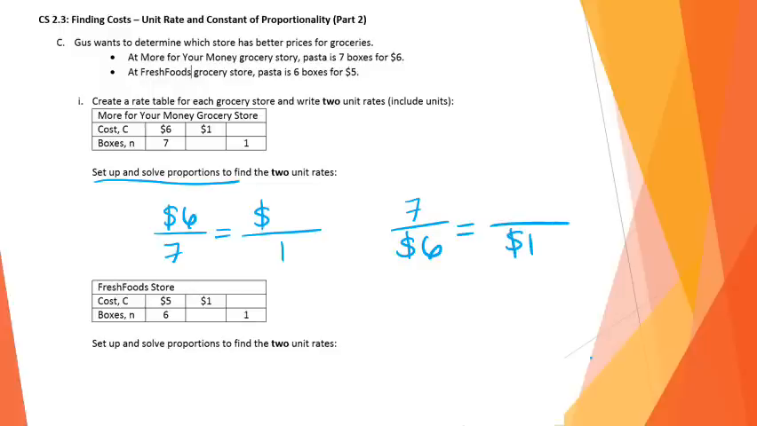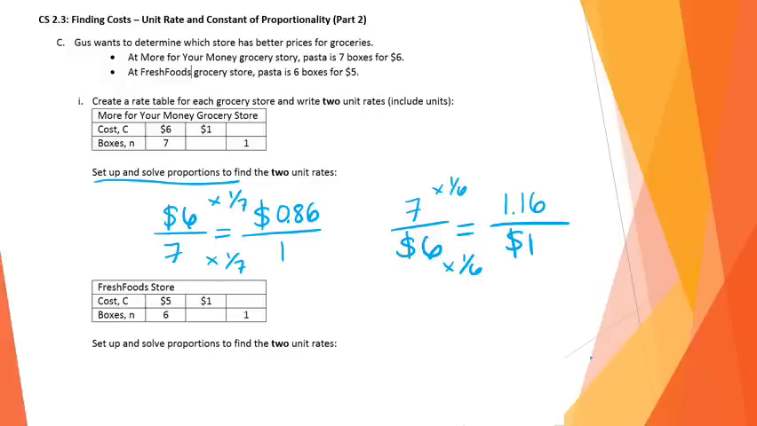So I'm going to set up some scale factors here. 7 times 1/7 would give me 1. 6 times 1/7 would give me 6 divided by 7, which is approximately 86 or 87 cents per box. My other unit rate is 6 times 1/6 to get me to 1. 7 times 1/6 gets me to approximately 1.16 boxes. So in other words, I get about 1.16 of a box for spending just $1.